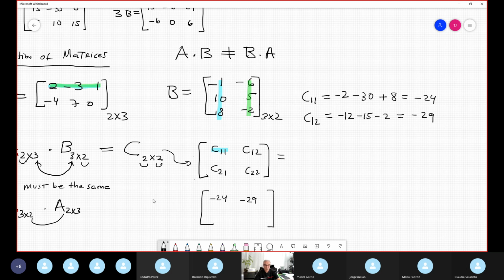Okay, suppose now C21. C21 is the multiplication of row 2 and column 1. Then negative 4 times negative 1 is positive 4. And positive 7 times 10 is 70. Positive 7. And 0 times is 0. The answer is 74.